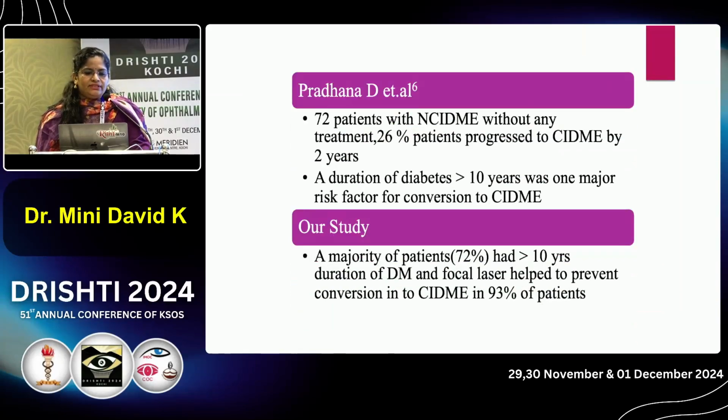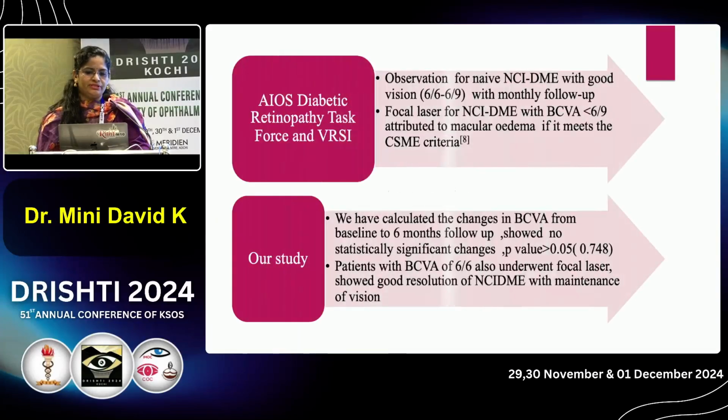Pradhan D et al. reported that in 72 patients with NCI-DME without any treatment, 26% progressed to center-involving DME by 2 years. A duration of diabetes of more than 10 years was one major risk factor for conversion to center-involving DME. In our study, a majority of patients had more than 10 years duration of diabetes, and focal laser helped to prevent conversion to center-involving DME in 93% of patients.